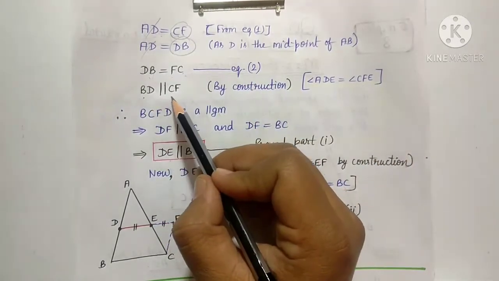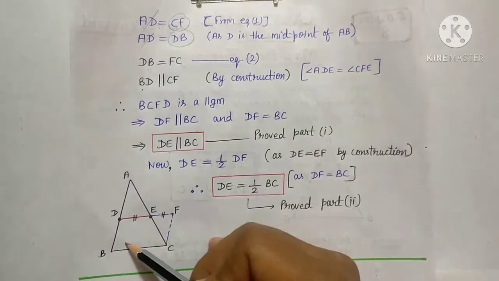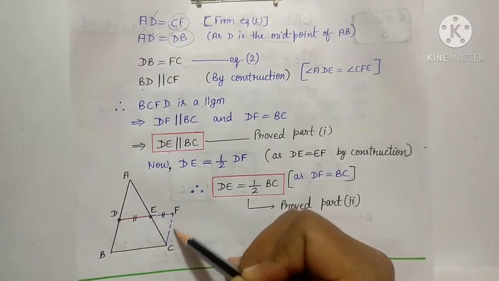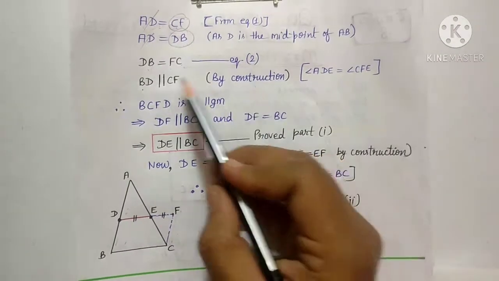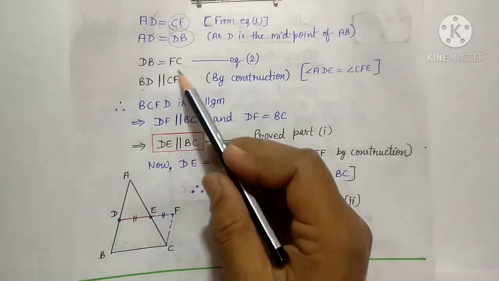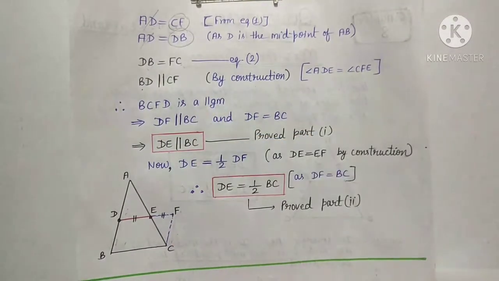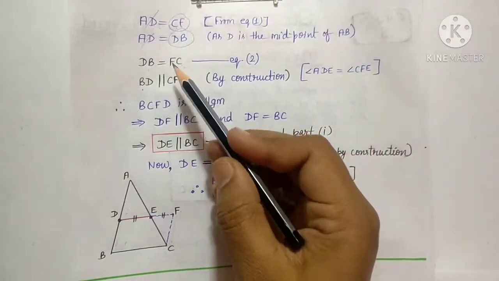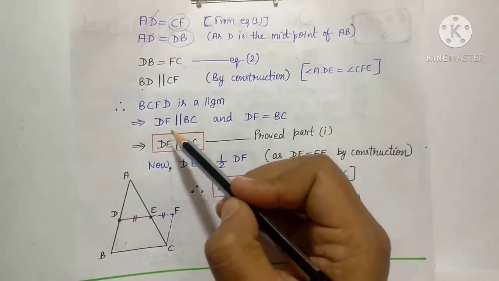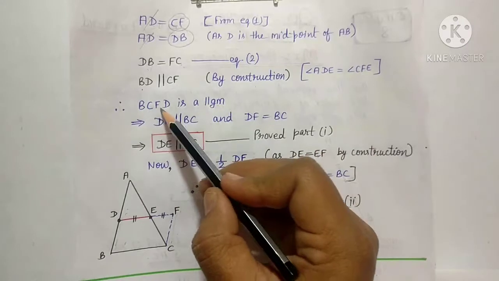And BD is parallel to CF. This BD is parallel to CF, this line, by construction. So these lines are equal and also parallel. So what does it mean? It means if in a quadrilateral the opposite sides are parallel and equal, then we can say that the quadrilateral is what? A parallelogram.